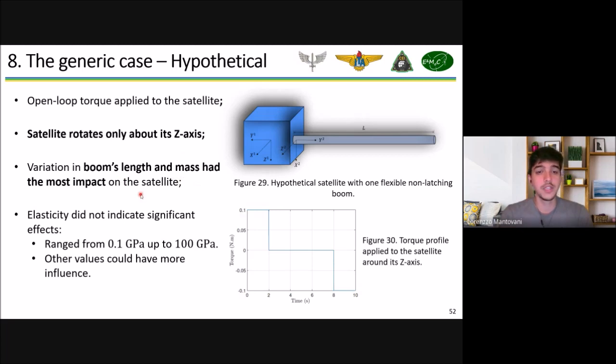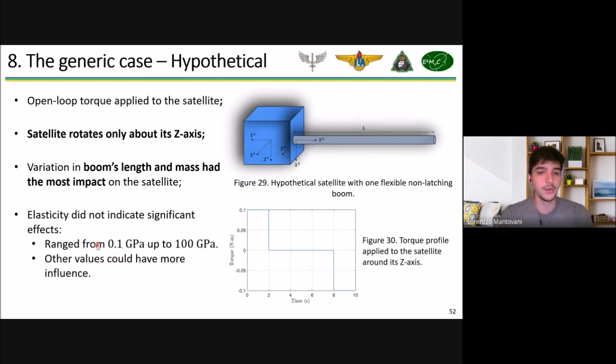The satellite can only rotate about its z-axis, and what we discovered is that the boom's length and mass had the most impact on the satellite. And when we think about boom's length and mass, we can also think about inertia. So increasing length and mass also increases the boom's inertia. Elasticity did not present such significant effects.